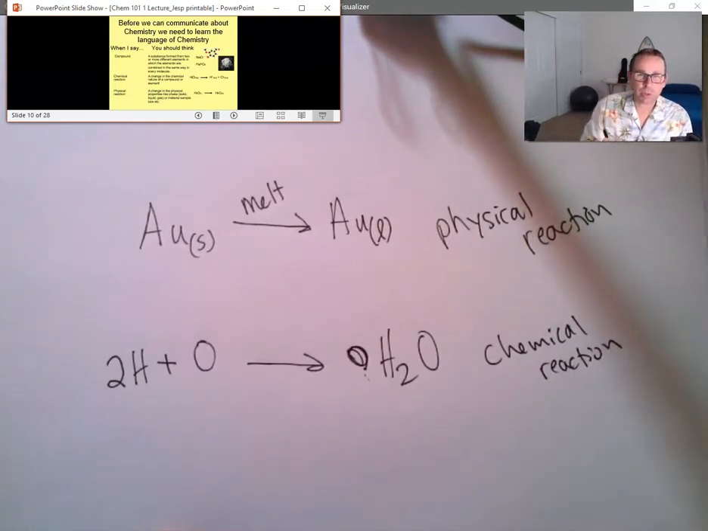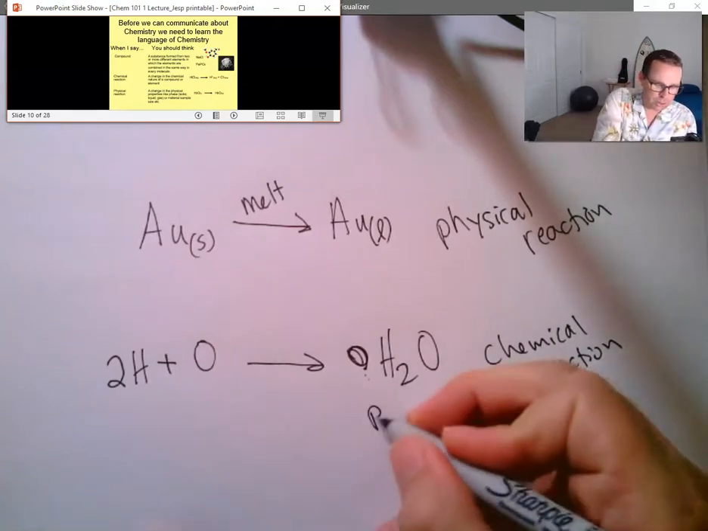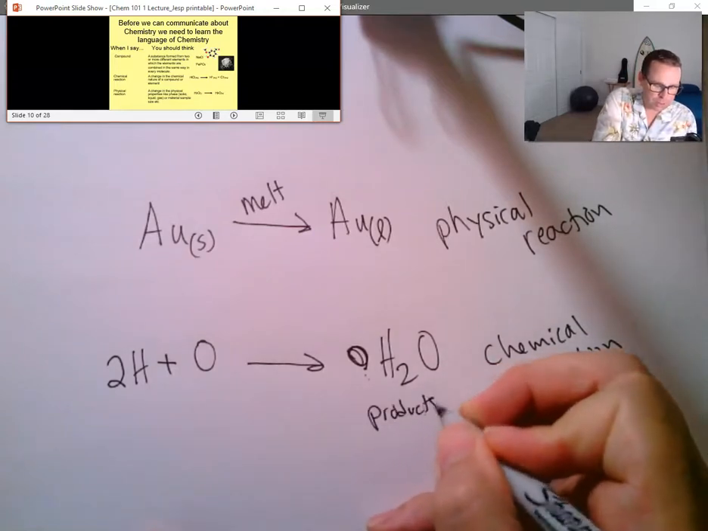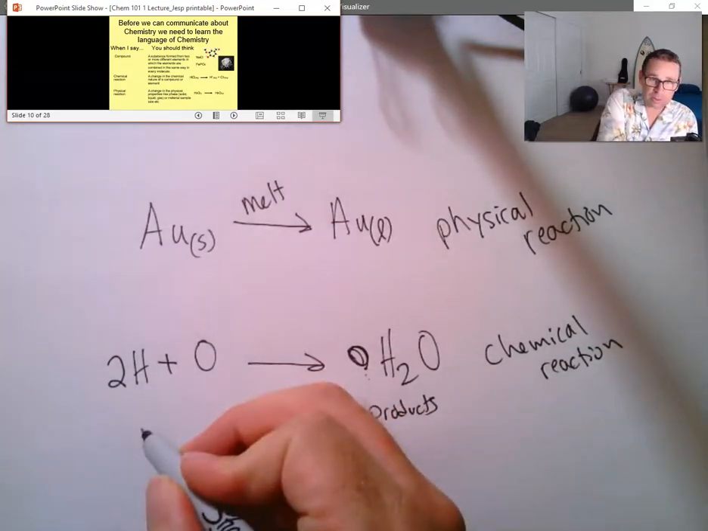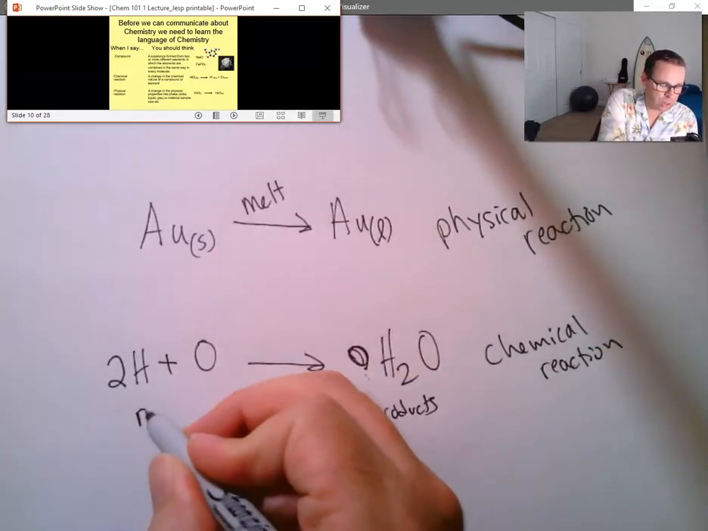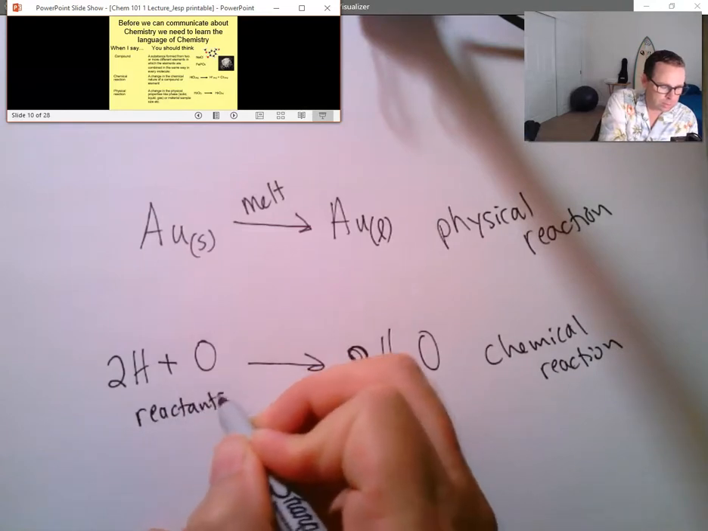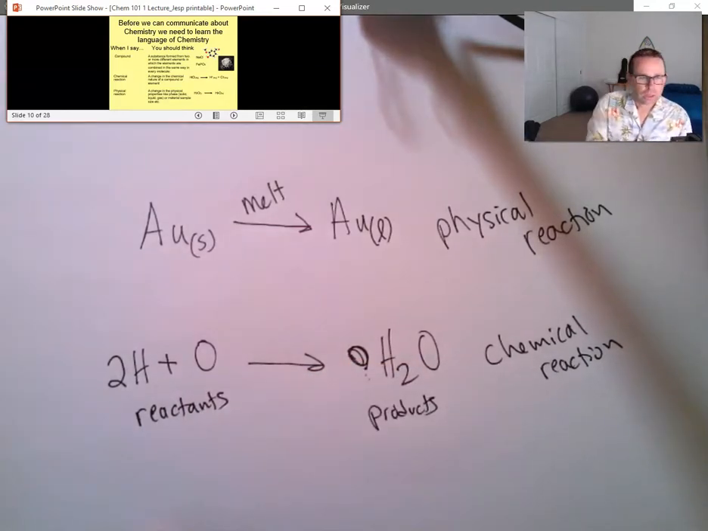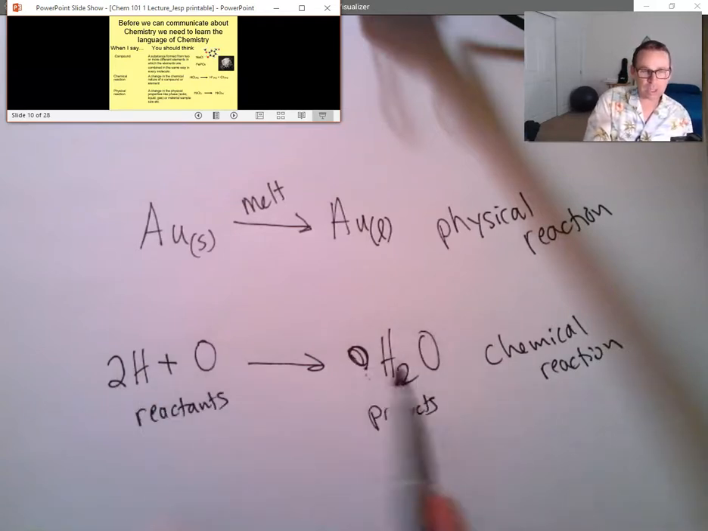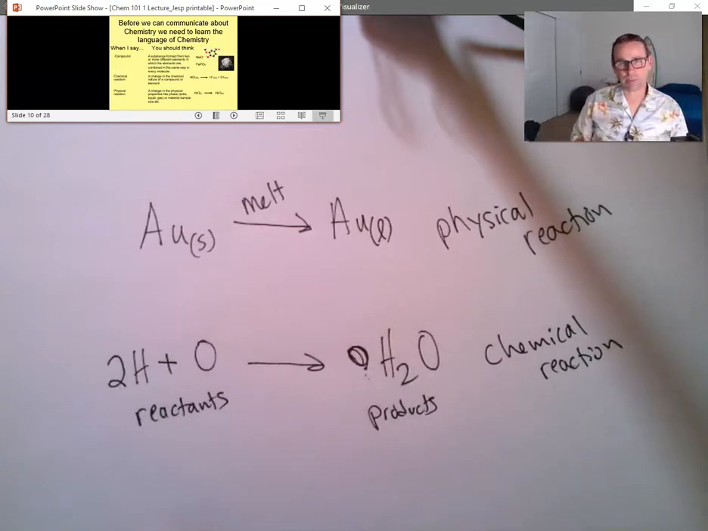So a chemical reaction will have the products, and here we call these our products, and the left side of the equation or the arrow is our reactants. This chemical reaction is generally easy to identify because the elements are now interacting with each other in a different way, in a way that they were not beforehand.